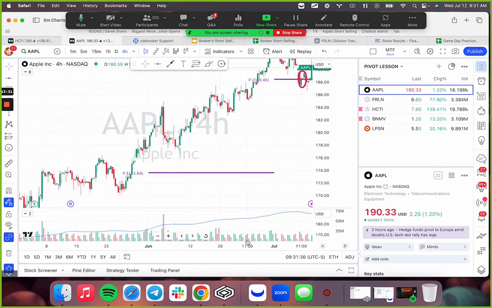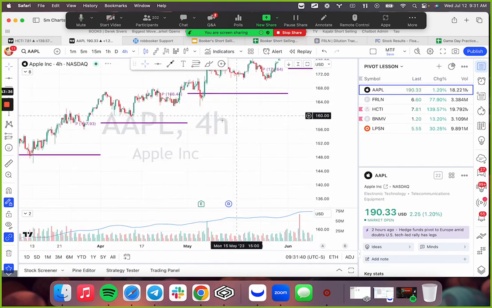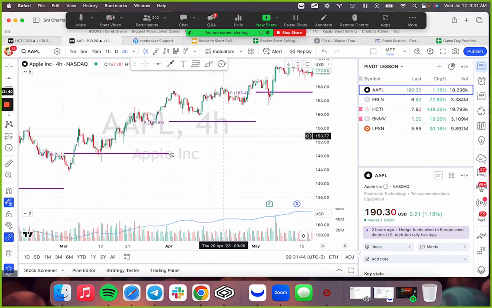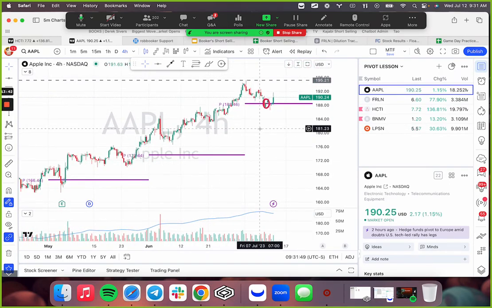Apple has monthly missed pivots below price. It has one from June. It's got one from May or April, and so on. Does that mean that Apple is going to drop? No. It just means that if Apple does begin to crash, those are levels you want to watch.